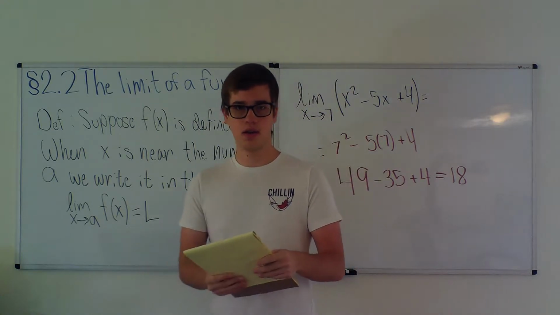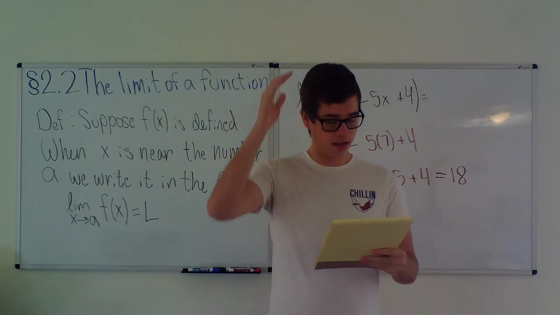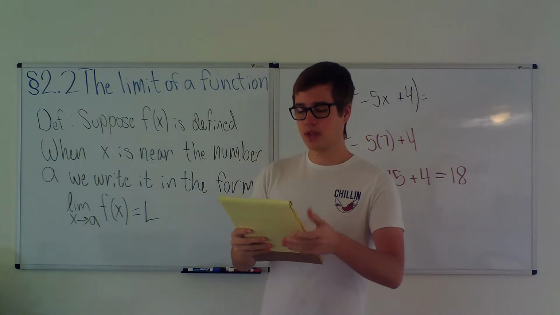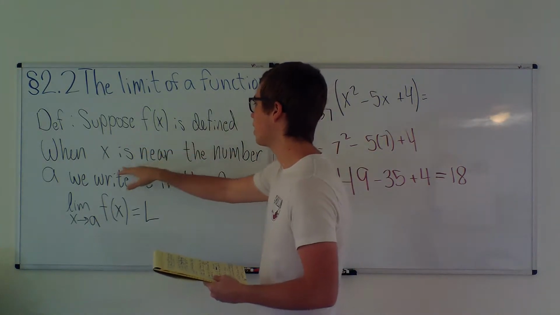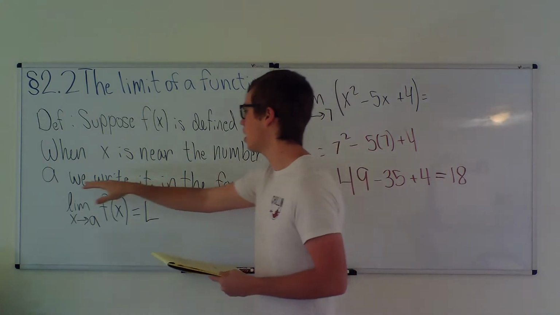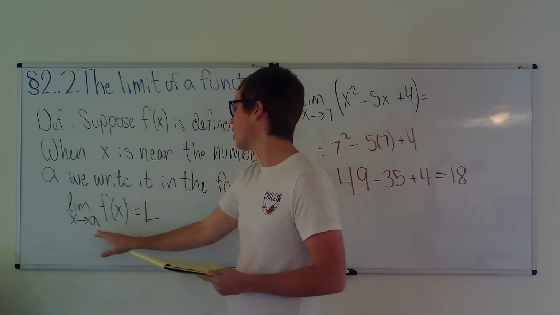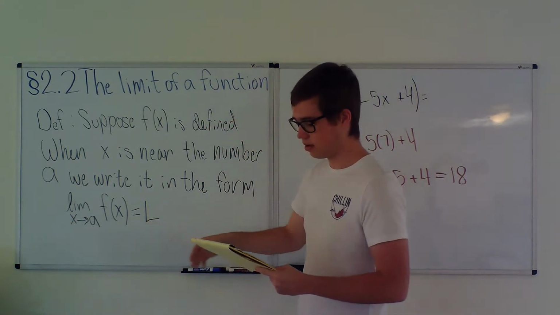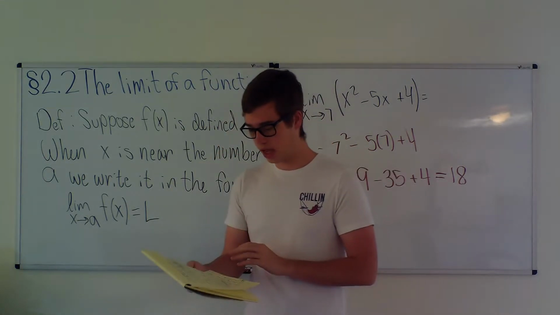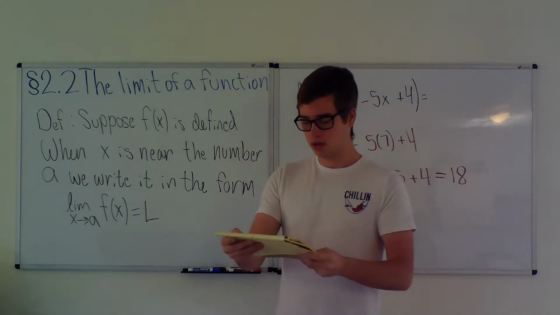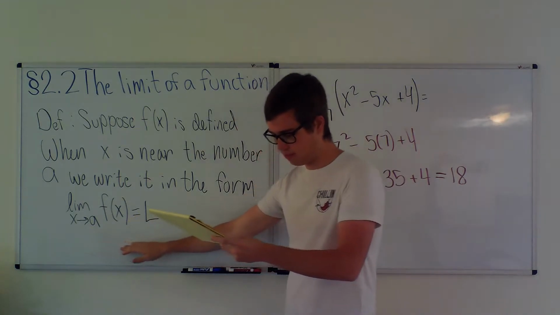So I've talked a lot about limits in the last few videos, so I'm sure you're all super excited to learn what a limit is. Well, let's start off with the definition. The definition of a limit is, suppose f of x is defined when x is near the number a. We write it in the form limit as x approaches a of f of x is equal to L. So, pretty much, as x gets close to a, the function output, we'll say y, gets close to L. And this is the notation for it.